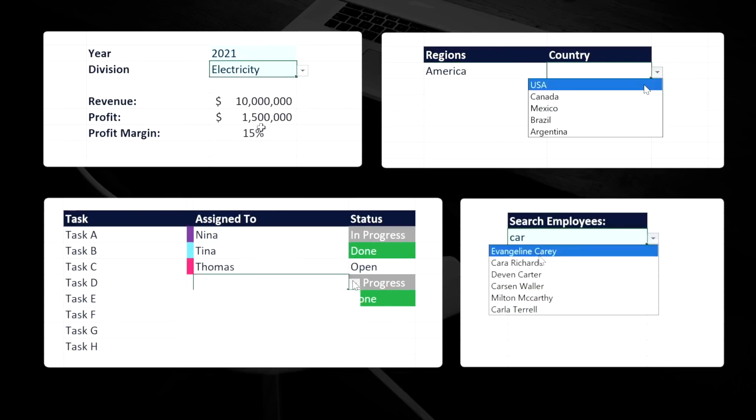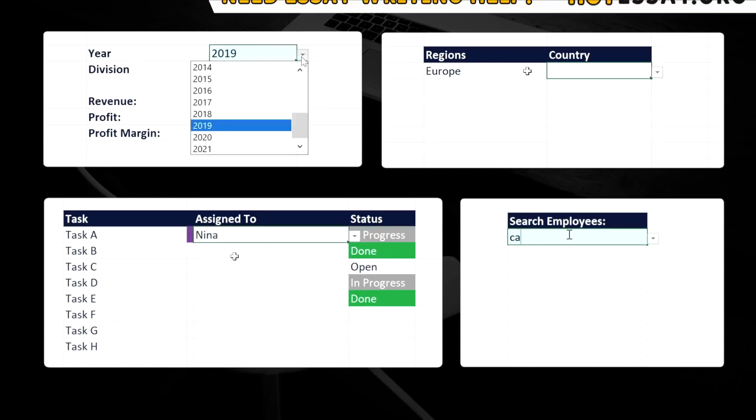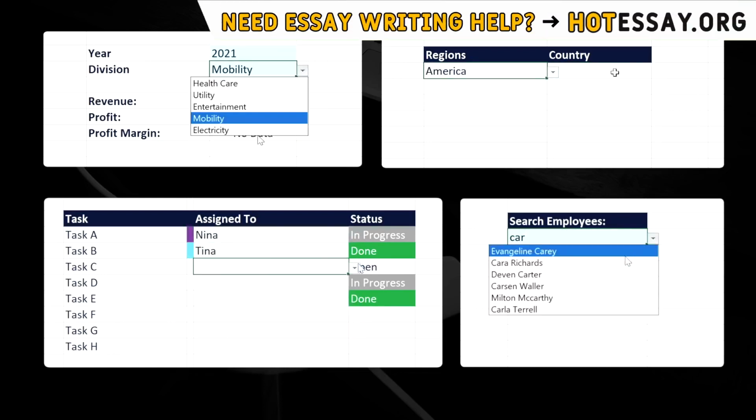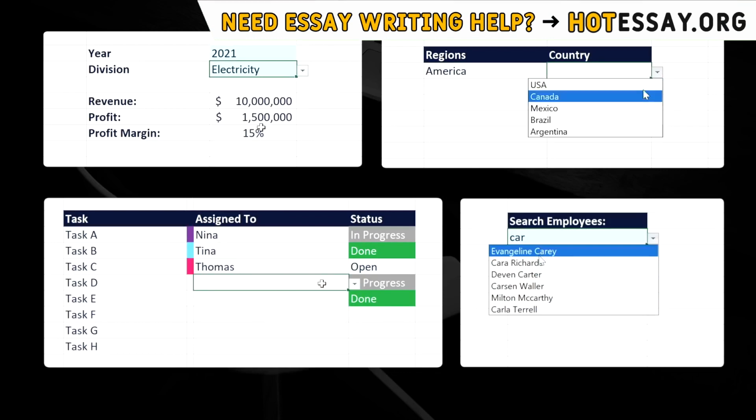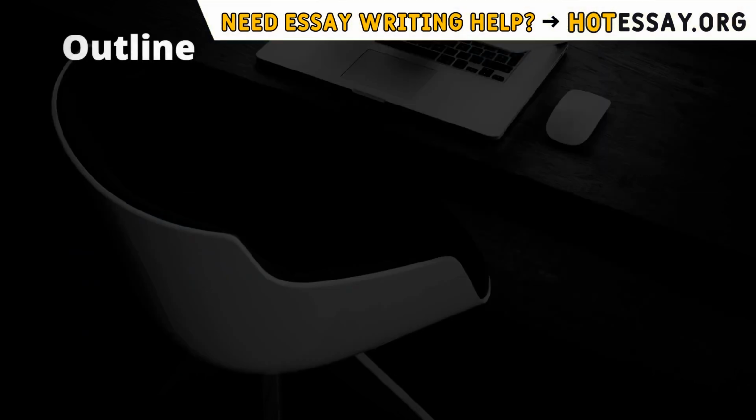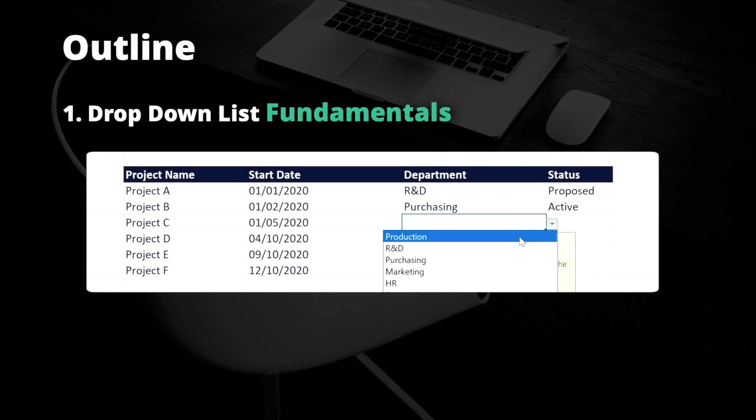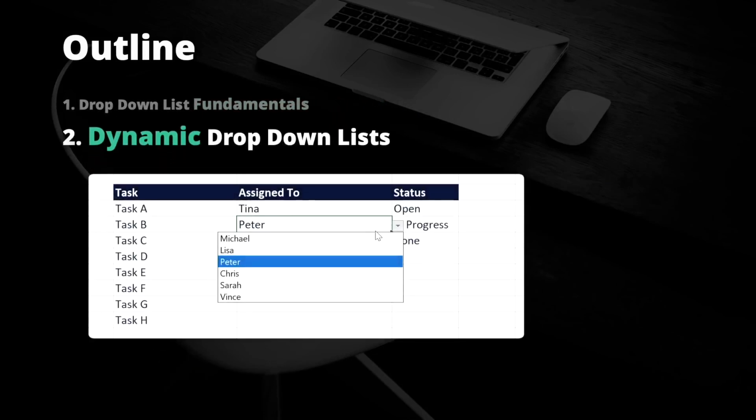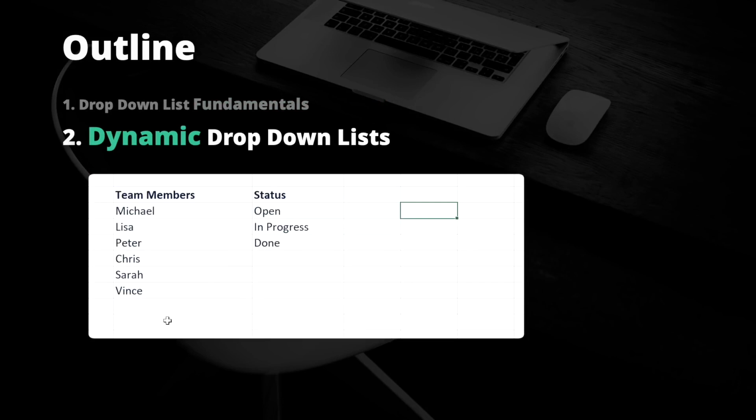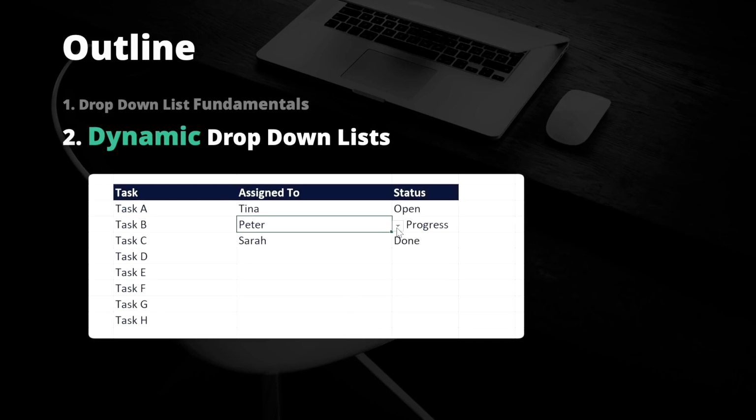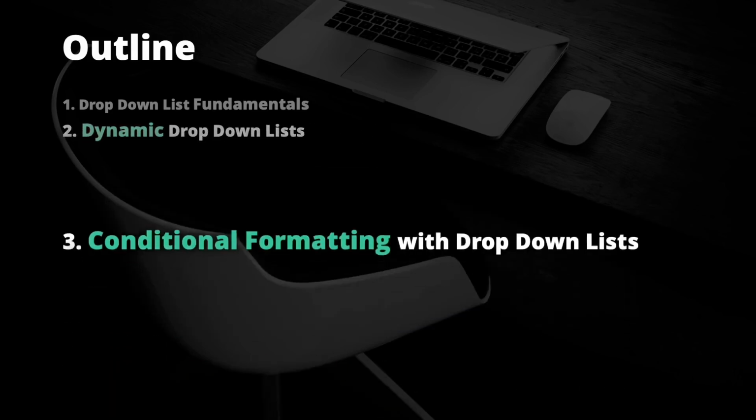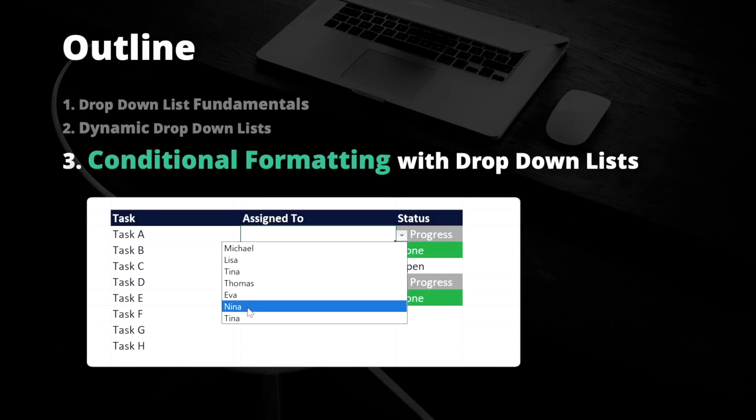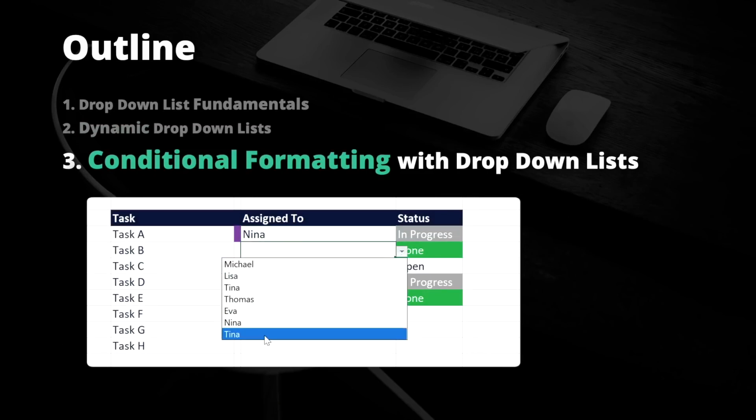That's why I decided to put together this masterclass for you that covers all these techniques, from the most fundamental to the most advanced, with easy to follow examples. I'm gonna start with the fundamentals of how to create a basic drop-down list for data input. After that, we're gonna take a closer look at more advanced techniques. So I'm gonna explain how to dynamically update a drop-down list with new data, and how to apply conditional formatting on static and even on dynamic drop-down lists.